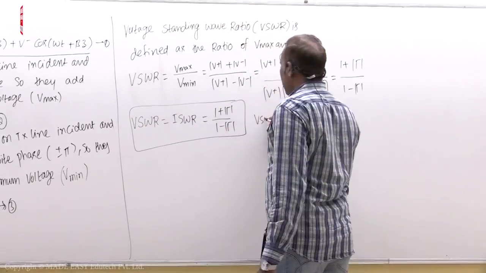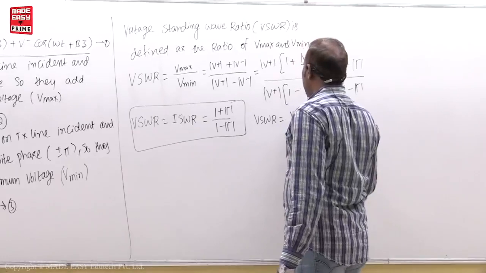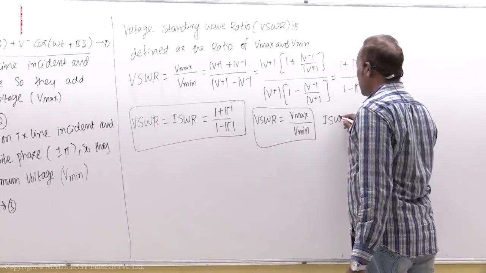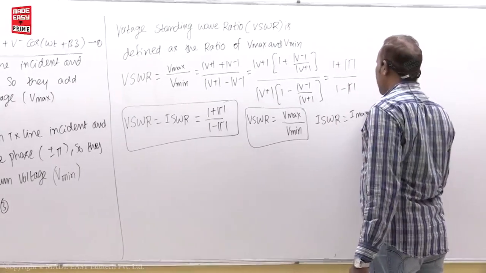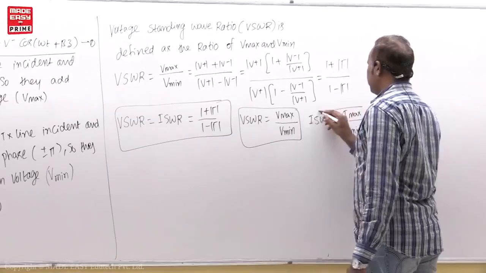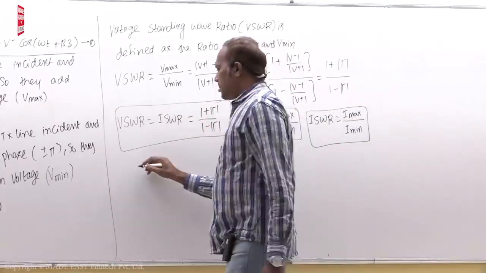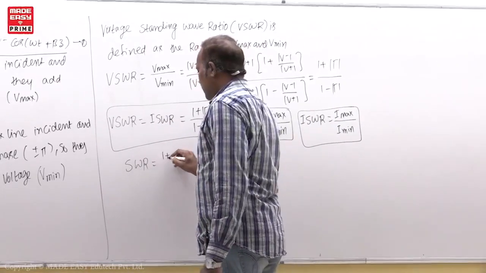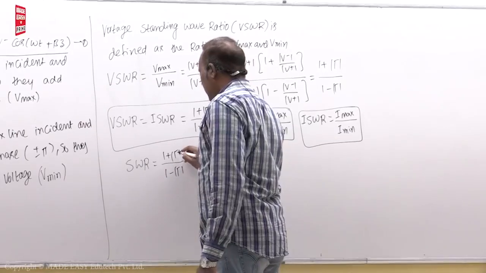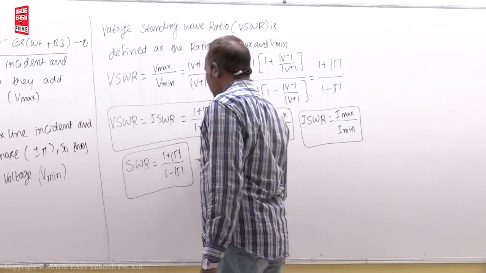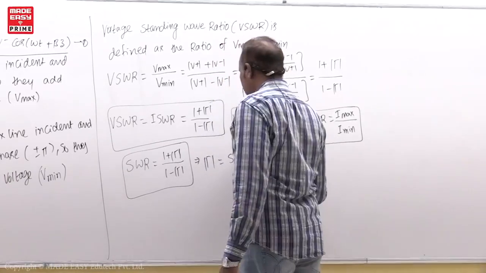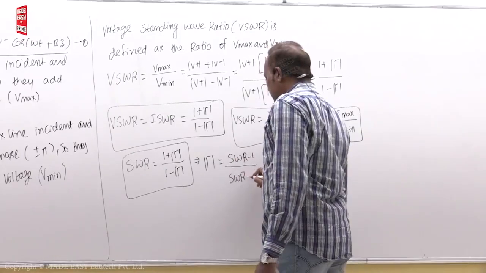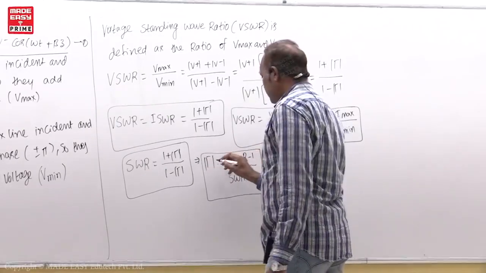So here VSWR is equal to V max by V minimum, and the current standing wave ratio is equal to I max by I minimum. Now from this we simply write VSWR is equal to ISWR is equal to SWR. So SWR is equal to (1 plus mod gamma) divided by (1 minus mod gamma). We write this as SWR only. From this, modulus gamma is equal to (SWR minus 1) divided by (SWR plus 1). Okay.